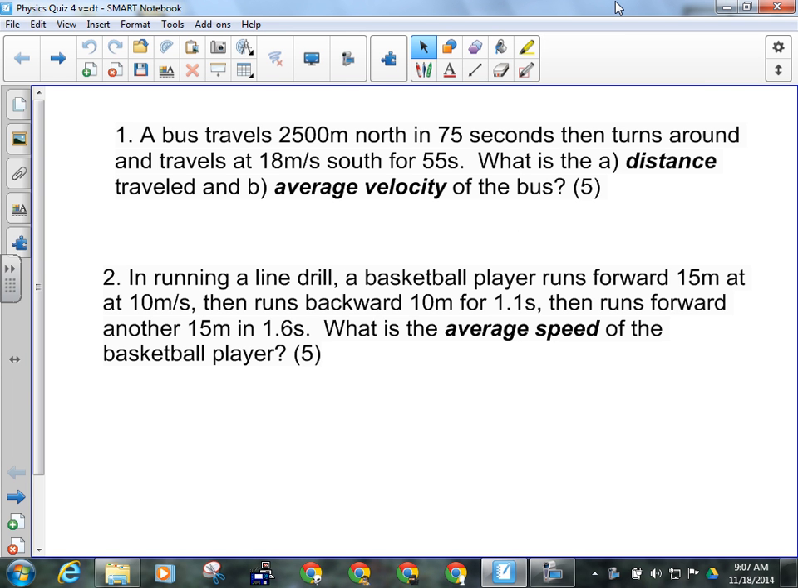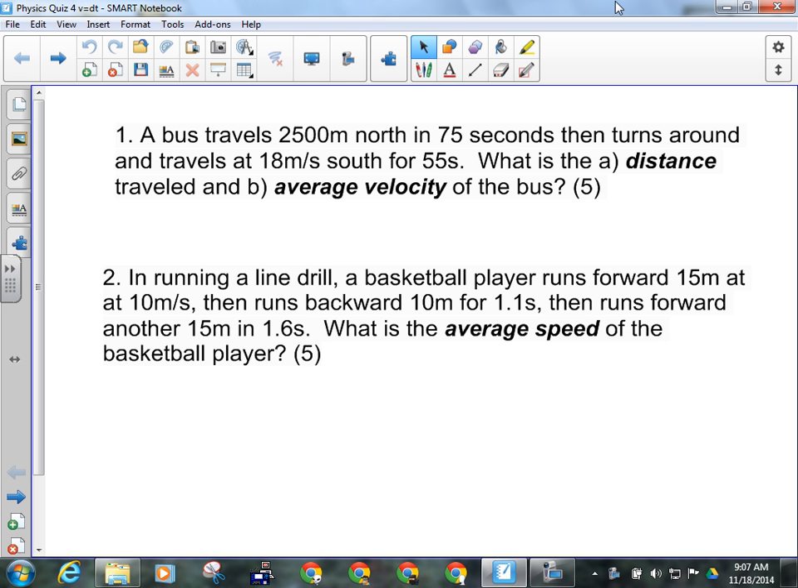All right, watch and listen carefully here, guys. For question number 1, for part A, does direction matter? But does it for part B? It does. Velocity is a vector quantity. If I want to find average velocity, I need displacement over time, and displacement is a vector, so direction matters for that part. Distance is scalar, so it doesn't matter whether I'm going north or south for part A.